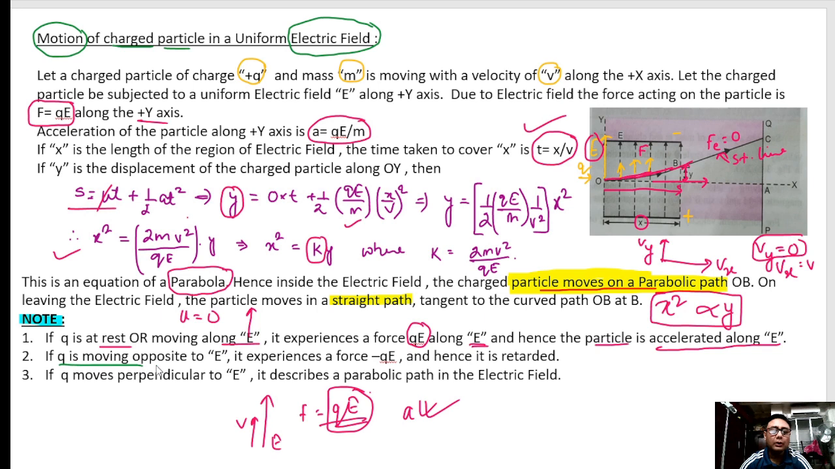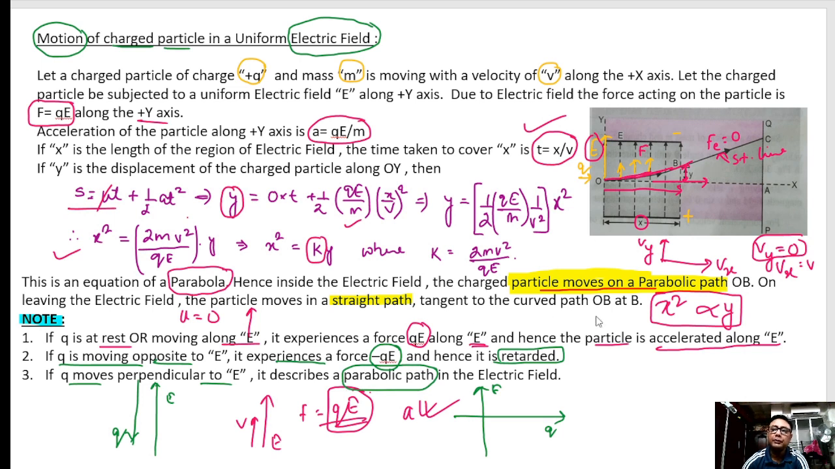Second, if Q is moving opposite to E, suppose this is the direction of E and the particle moves like this, that means it experiences a force minus QE, and hence it is retarded. Very, very important. If it moves opposite to E, it will be retarded. If Q moves perpendicular to E, it describes a parabolic path. Just now we have seen that if the particle is moving perpendicular to the electric field, it will describe a parabolic path.